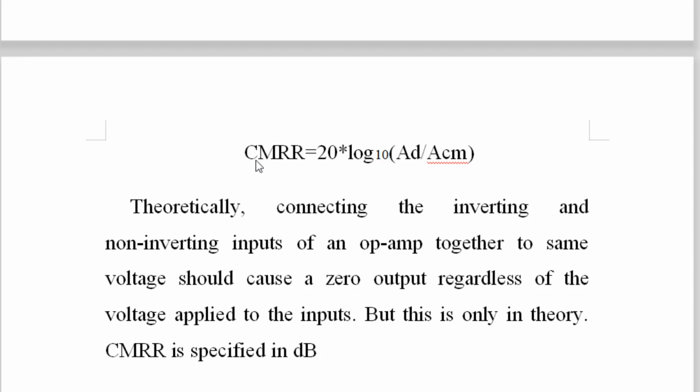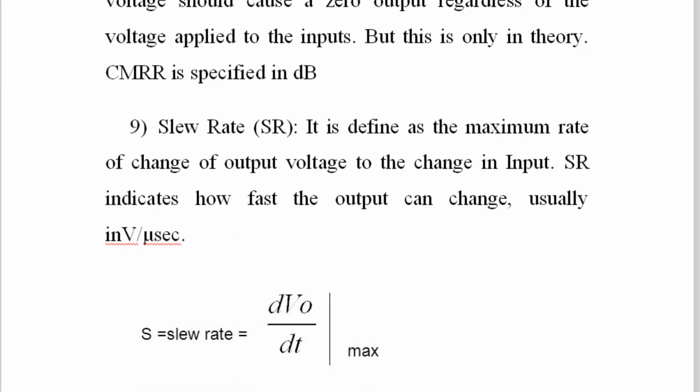CMRR, when it is to be expressed, is expressed as 20 log to the base 10 of AD divided by ACM. So connecting the inverting and non-inverting inputs of the op-amp together to the same voltage should cause a zero output regardless of the voltage applied to the input. But this is only in theory, and CMRR is specified in dB. So common mode rejection ratio is the next parameter.